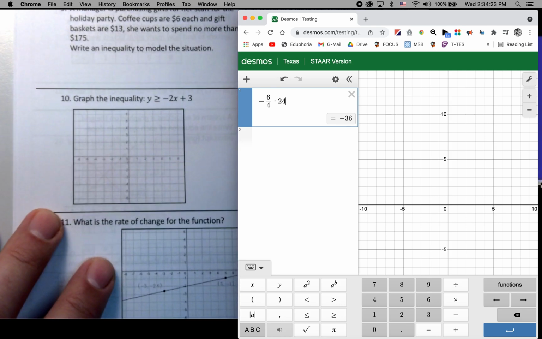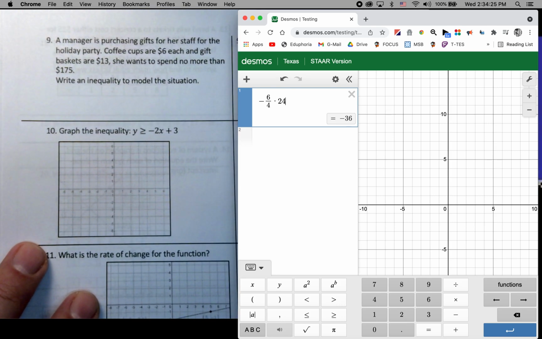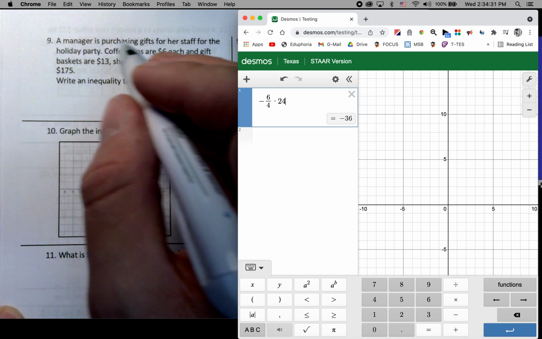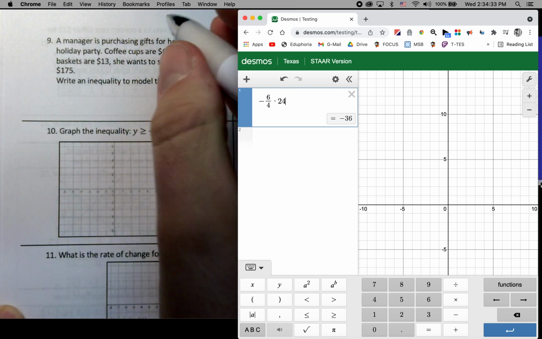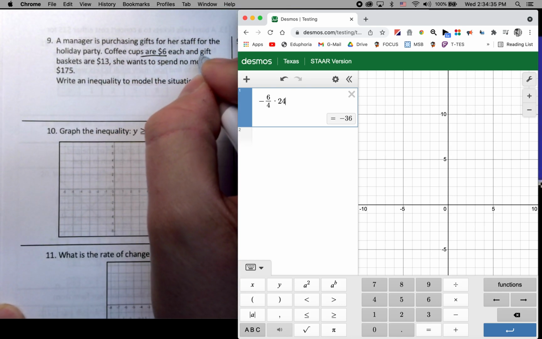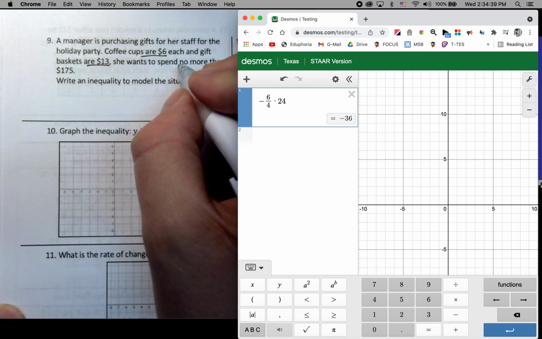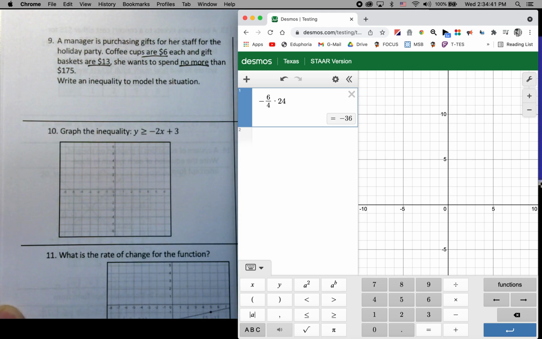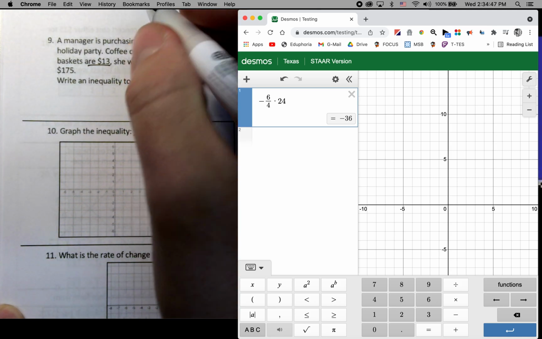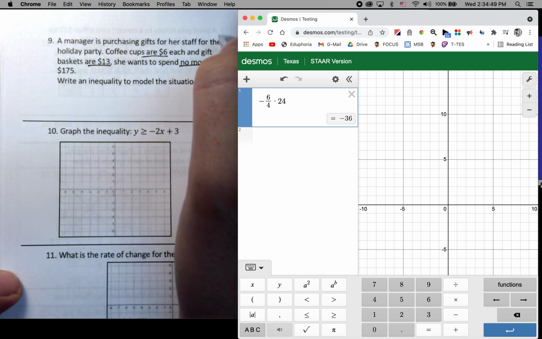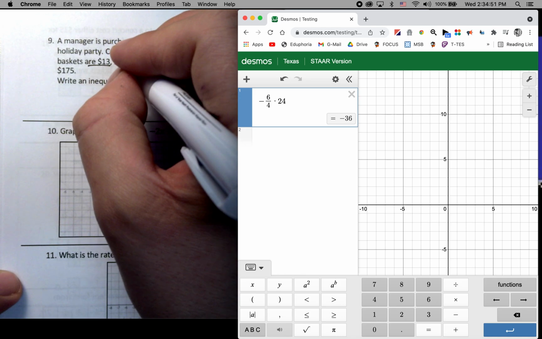Okay. It says, a manager is purchasing gifts for her staff for the holiday party. Cups of coffee are $6 each, and gift baskets are $13 each. She wants to spend no more than $175. Write an inequality to model the situation. All right. So I don't know what the coffee or the gift baskets are. That's what I'm comparing.